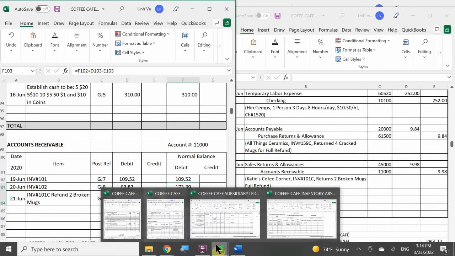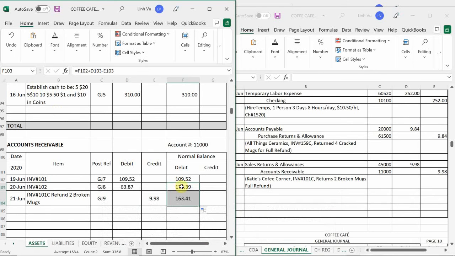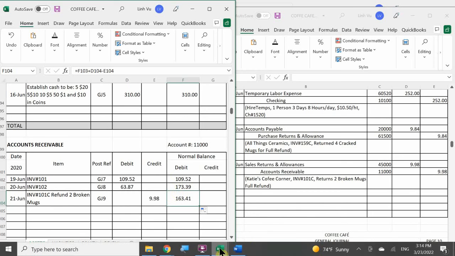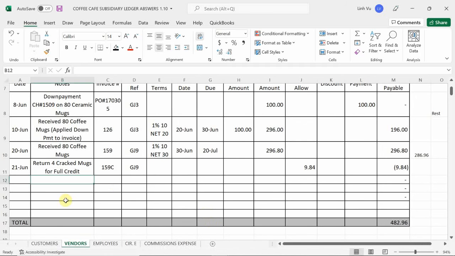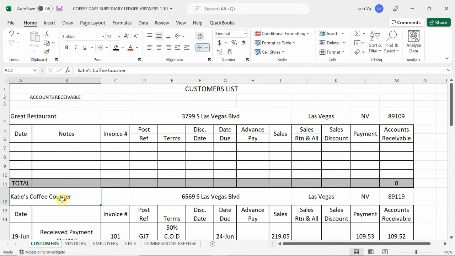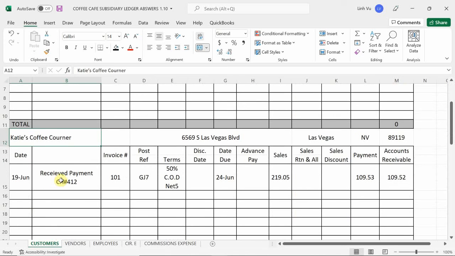163.41. Good. So because we're being owed less now, let's see how that affects my subsidiary ledger, because now we need to adjust the invoice. Okay? So Katie's Coffee Corner. Today's the 21st, so we sold it to her on the 19th and she complained a couple days later, right?